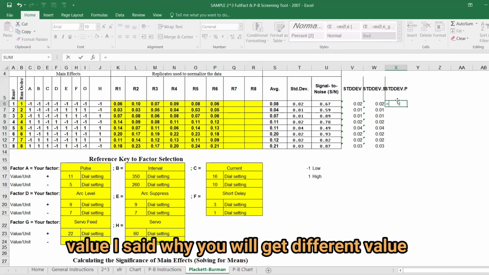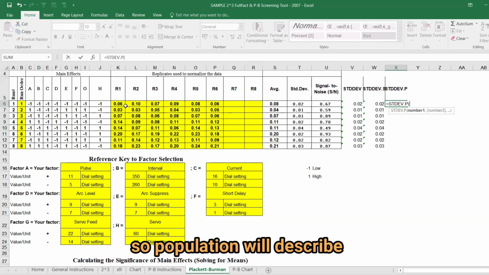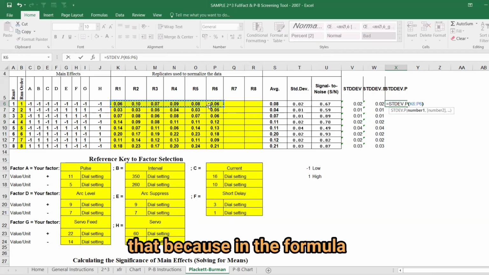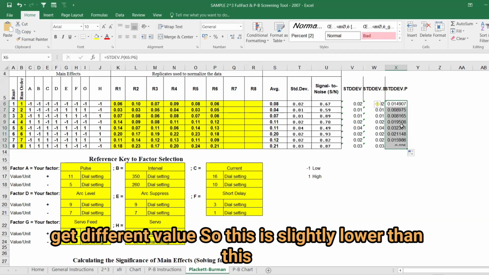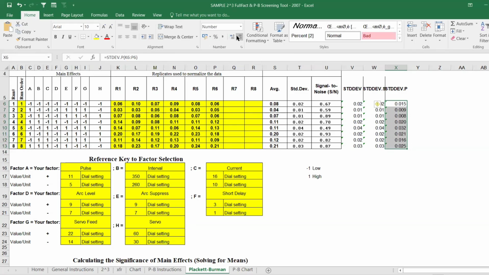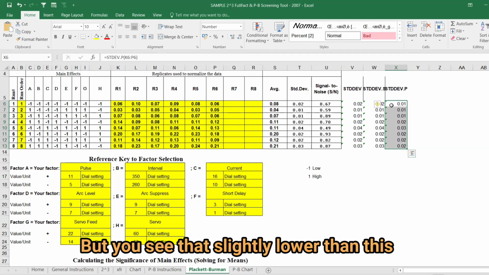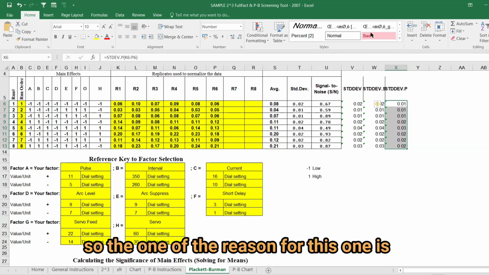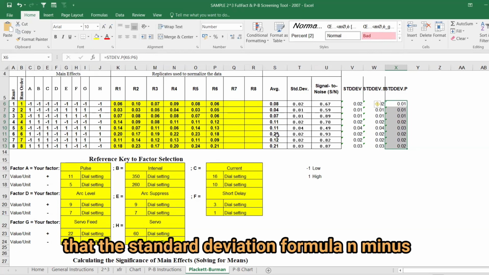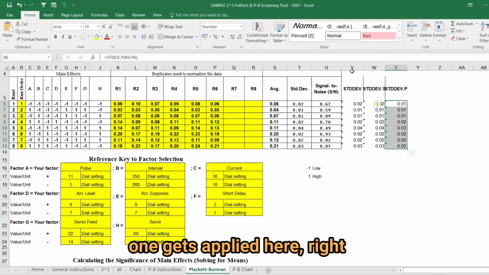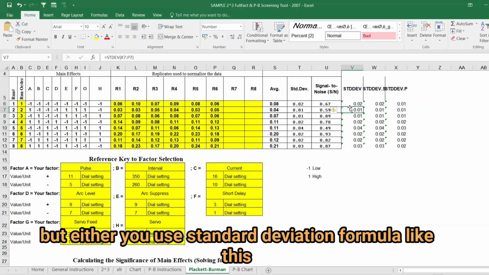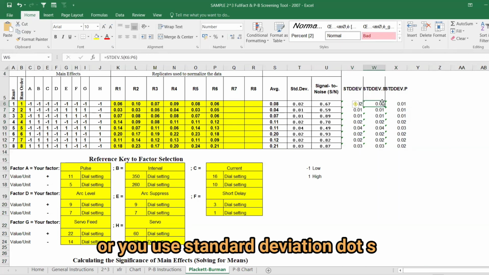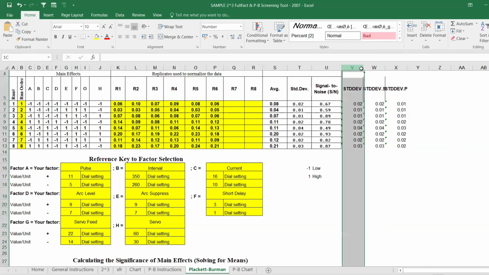Why will you get a different value? Because in the sample formula, n-1 gets applied, so naturally you get a different value. So this is slightly lower than this. One of the reasons for this is that the standard deviation formula n-1 gets applied here, right? So we got the standard deviation, but either you use the standard deviation formula like this, or you use STDEV.S. So this is done.